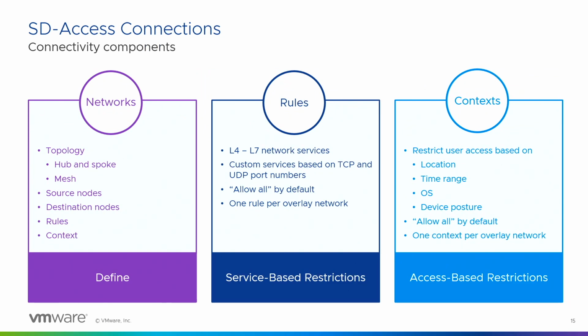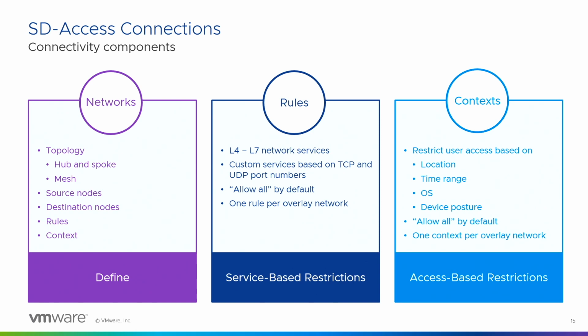So SD-Access connections, right? Once we have the nodes, we will have to create different connections. We will have to create the networks for these endpoints to talk to each other. We have two types of topologies. When we define the network, we can either define it as hub and spoke, or as a mesh network. Depending on what type of network you define, you will be able to specify the source nodes, the destination nodes, and you can also configure different rules and context per network.